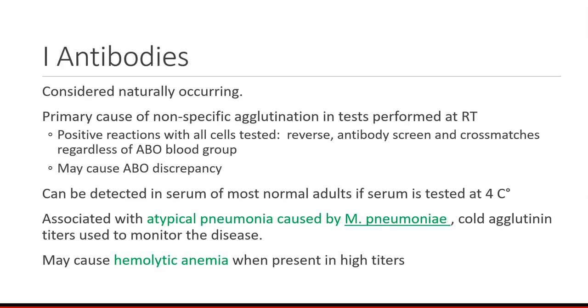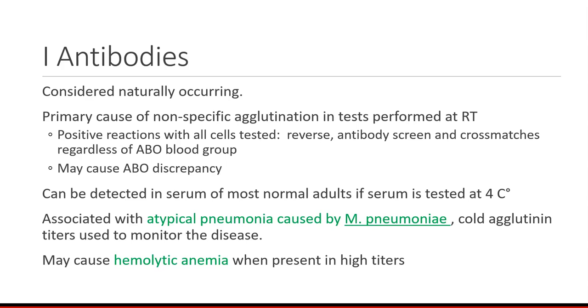In the reverse group, anti-big I may be of such high titer that it will react with the I antigens on the reverse cells as well as the screening cells. So again, whenever you get unexpected agglutination at room temperature, think of this cold reacting antibody. In fact, I antibodies can be detected in the serum of most normal adults if you tested their serum at 4 degrees centigrade, which is in the refrigerator, which we don't do because we don't want to see them.